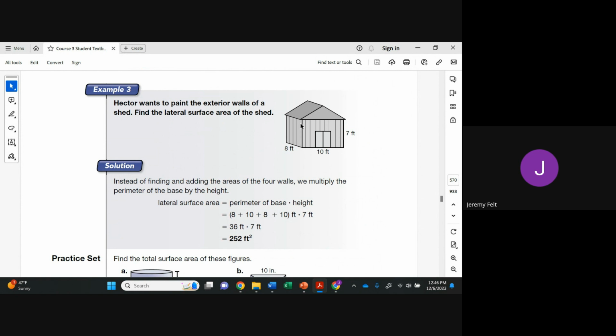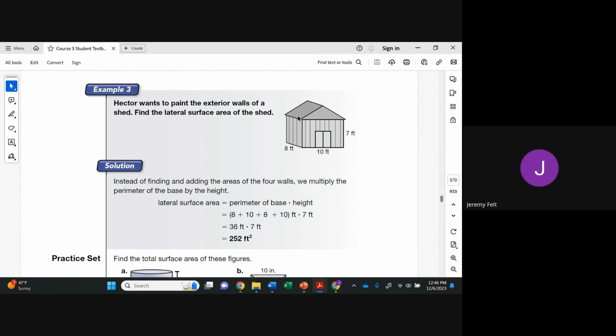Okay? Another thing we can do, so we could look at these as 4 individual rectangles. 10 times 7 is 70. 8 times 7, 56. We can double those, since this wall and this wall that we can't see on the right would be the same. This wall front and the wall in the back would be the same. We could do it that way, nothing wrong with that.